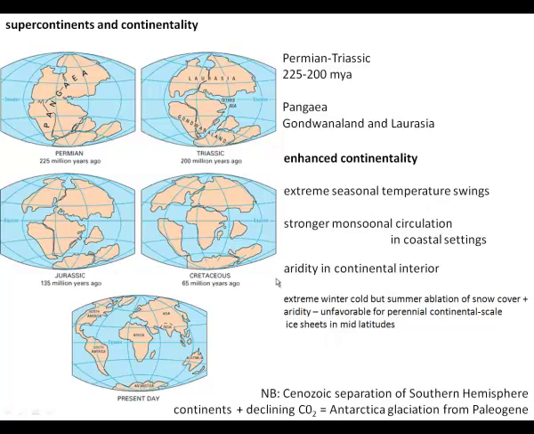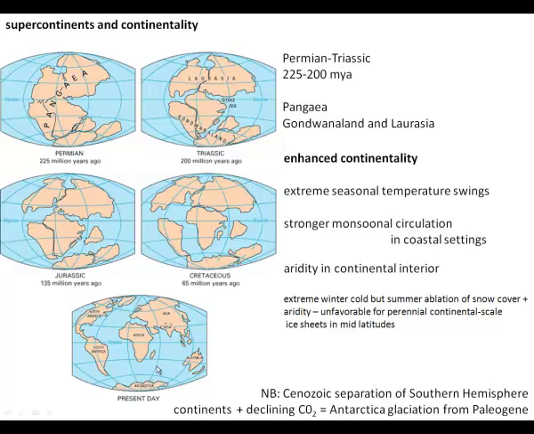However, even though we're going to have extreme winter cold, it's going to be very difficult to actually sustain and build up any sort of persistent ice caps or ice sheets in mid-latitudes on any sort of continental scale. And the reason for that is not only because any ice that does form or any snow that does fall is essentially going to ablate or melt in the summer. Because of the aridity, it's going to be very difficult to transfer any precipitation to these continental interiors in the first place.